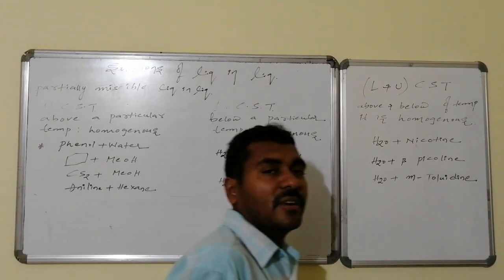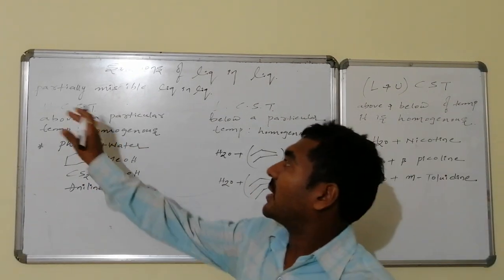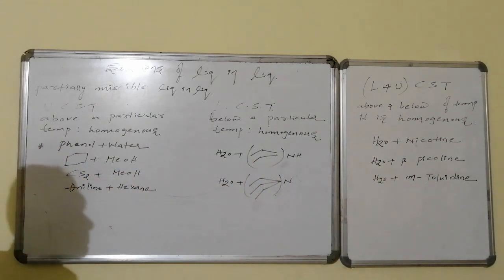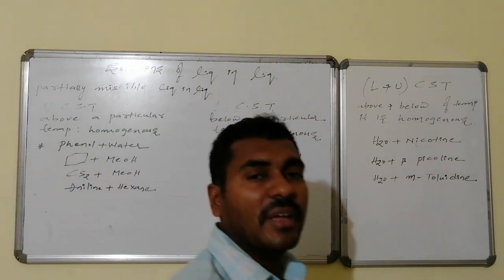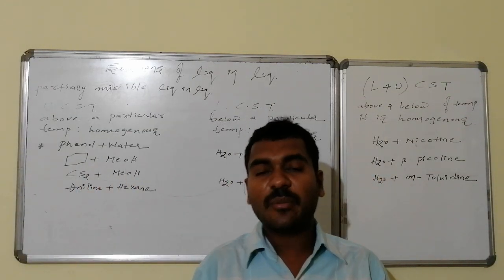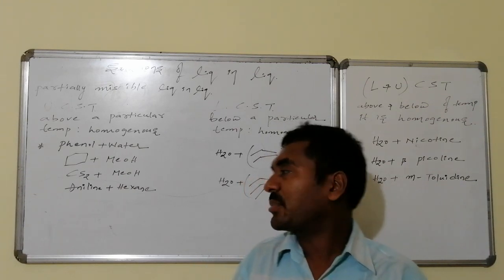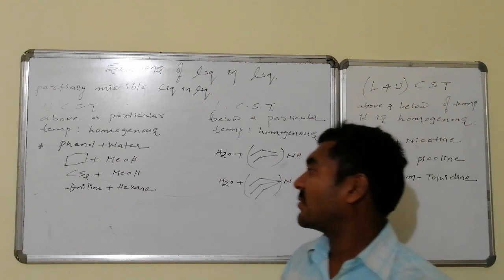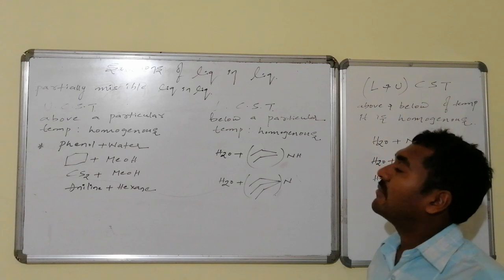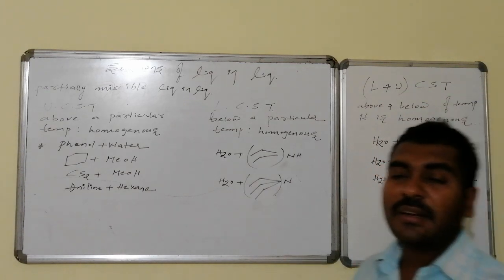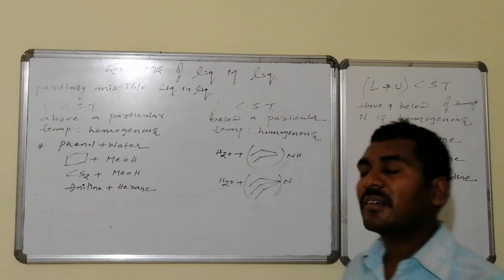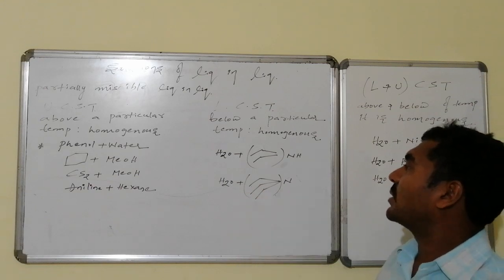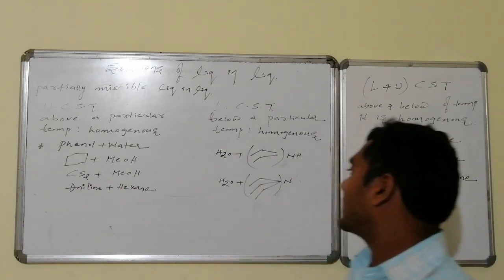Here are examples for different varieties of solutions. Partially miscible liquid in liquid with upper CST: above a particular temperature it behaves as a homogeneous mixture, whereas below that temperature it becomes heterogeneous, that is two liquid layers are obtained. Examples are phenol plus water, cyclohexane plus methanol, carbon disulfide plus methanol, and aniline plus hexane. For lower CST, below a particular temperature it behaves as a homogeneous mixture, whereas above that temperature it behaves as a heterogeneous mixture with layers separated, for example water plus diethylamine and water plus triethylamine.